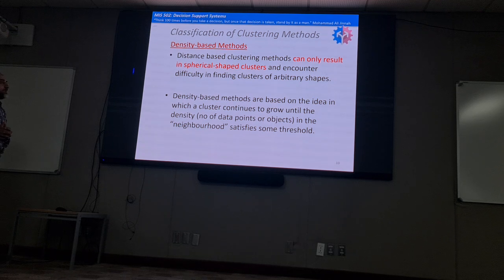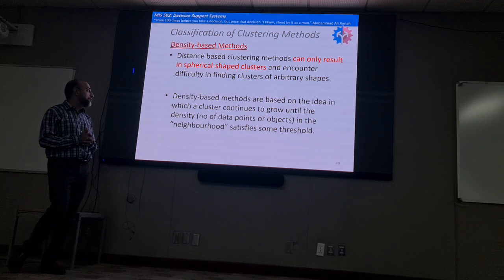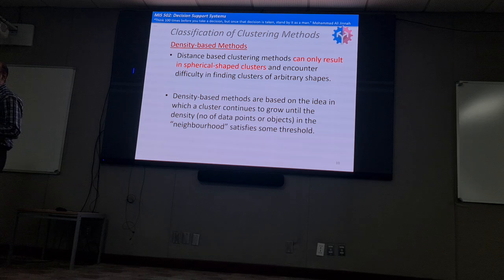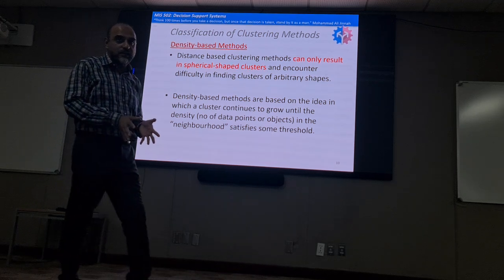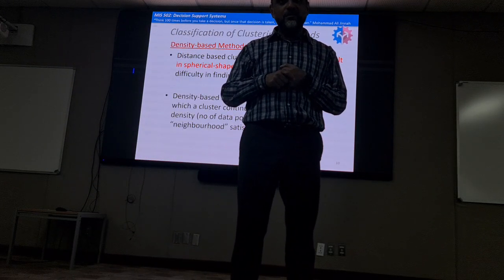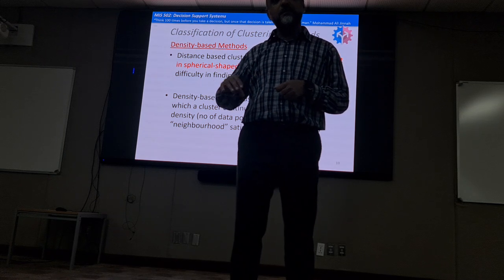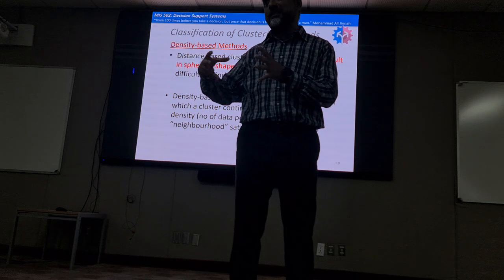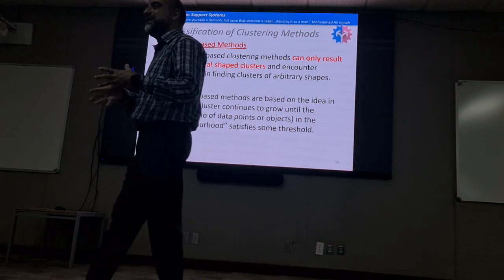Density-based methods are based on the idea in which a cluster continues to grow until the density in the neighborhood satisfies a condition. So I live, for example, in this area and there's population. This cluster continues until the population becomes thin. If you're going on a highway, there can be some houses far here and there, but you can see the big chunk. So you're looking at a particular density.